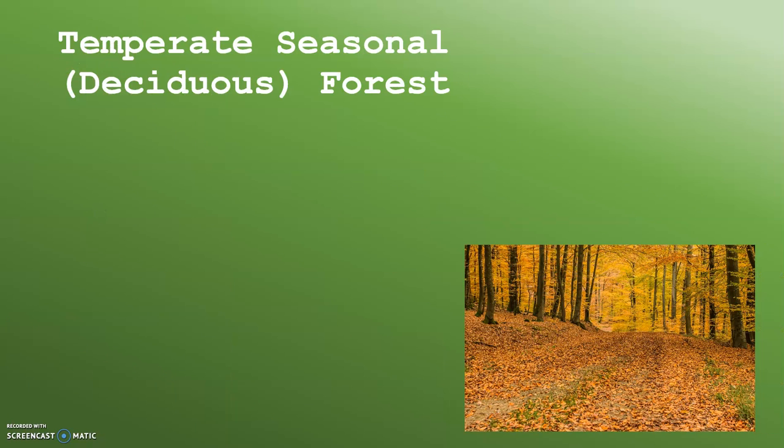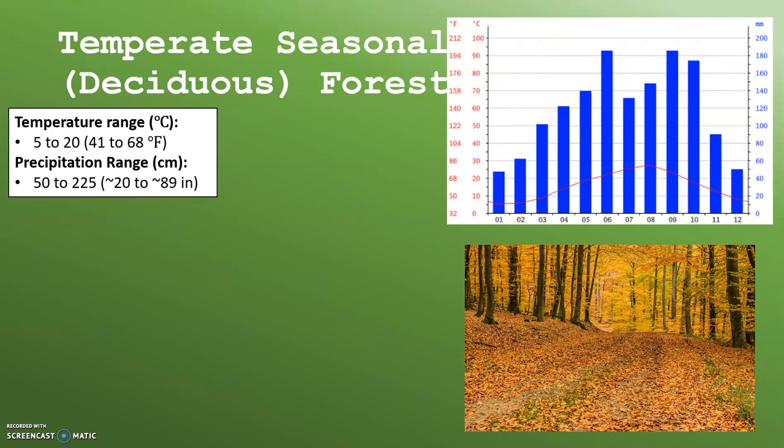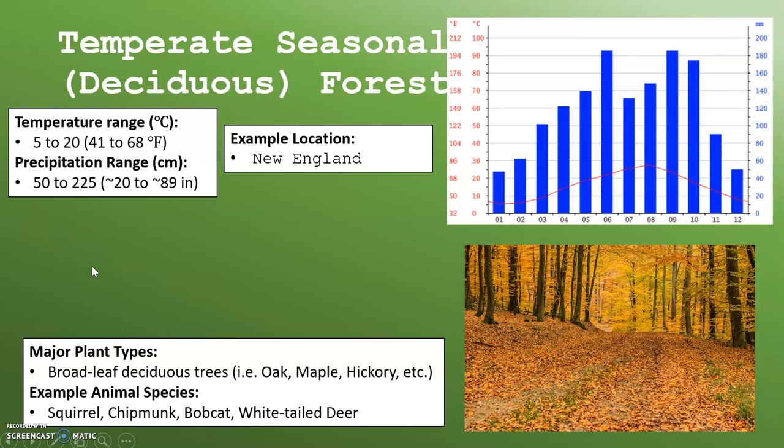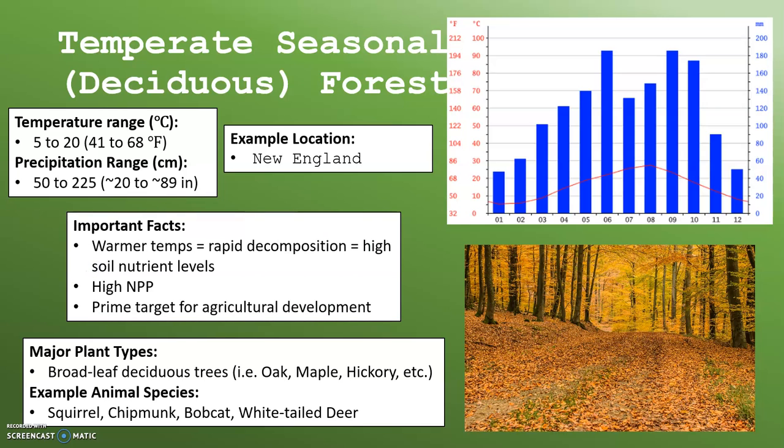Temperate seasonal deciduous forest. I hope you're familiar with this one because this is the one that we live in. So locations are New Jersey and Indiana, Vermont, China, Germany, France. Major plants are the broadleaf deciduous trees, oak, maple, hickory, trees that lose their leaves. That's what a deciduous tree is. Our animals, squirrels, chipmunks, white-tailed deer, black bear are all common organisms for us. Locations, New England.